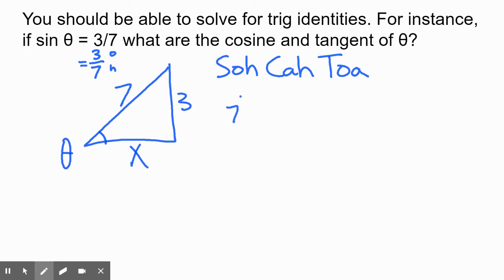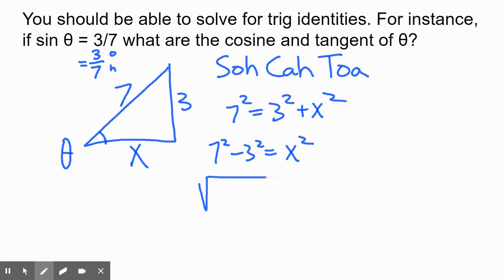It's going to be 7 squared equals 3 squared plus x squared. So 7 squared minus 3 squared equals x squared. So the square root of 7 squared minus 3 squared equals x. I know I said I was just going to set it up for you, but it's really hard for me to stop. 7 squared minus 3 squared equals 40. So the square root of 40 equals x.